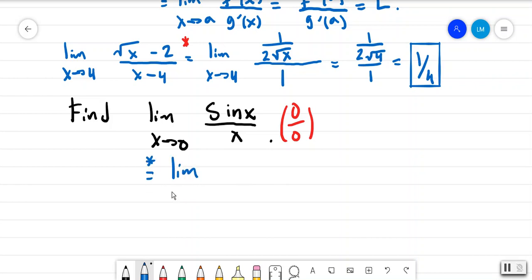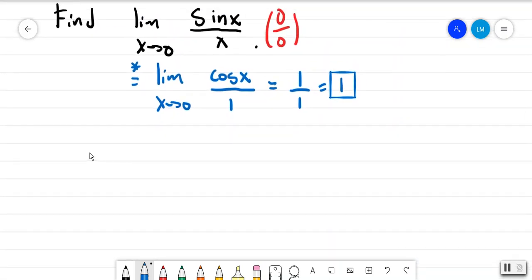So we have the limit as x approaches 0 of cosine of x divided by 1. But if you take x to 0, that's going to be cosine of 0, which is just 1, over 1, which is just 1. So the limit is 1. And that's it.